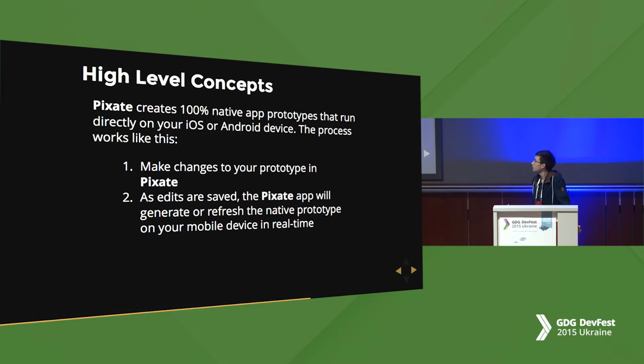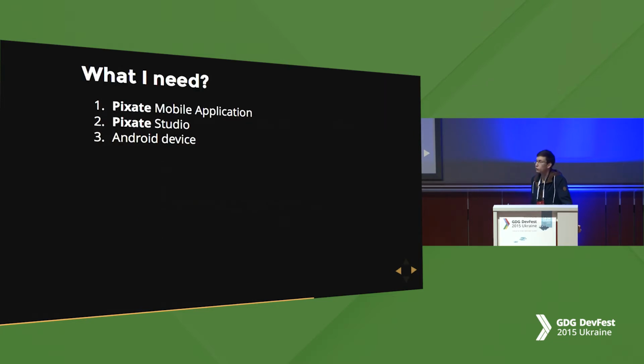So it works like this. You need to make changes to your prototype in Pixate, and when changes are saved, it will reload this prototype on your device in real time. What do you need to start? You need to have a Pixate mobile application. You need to have Pixate Studio, which is available for free, of course, and an Android device.